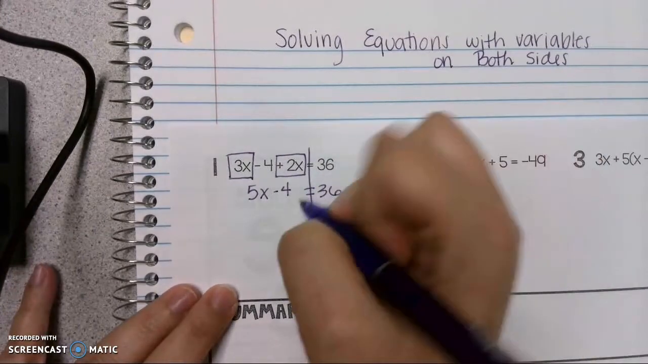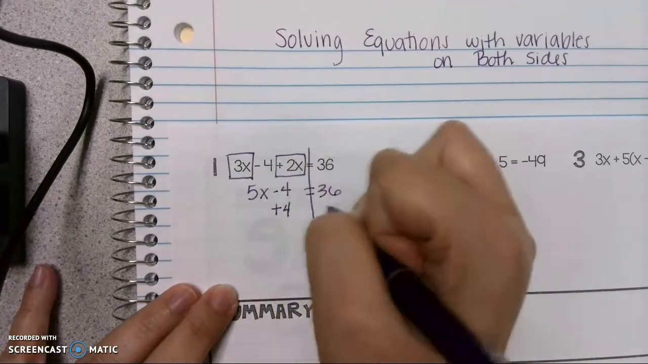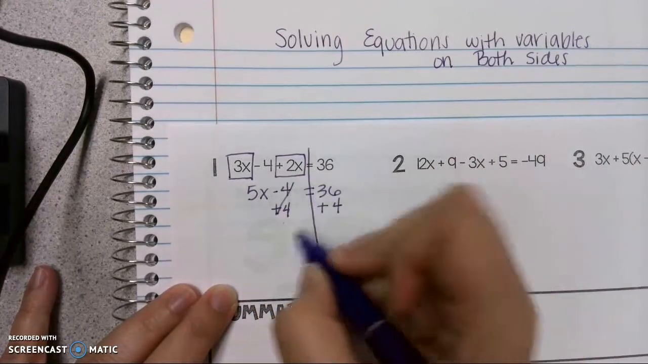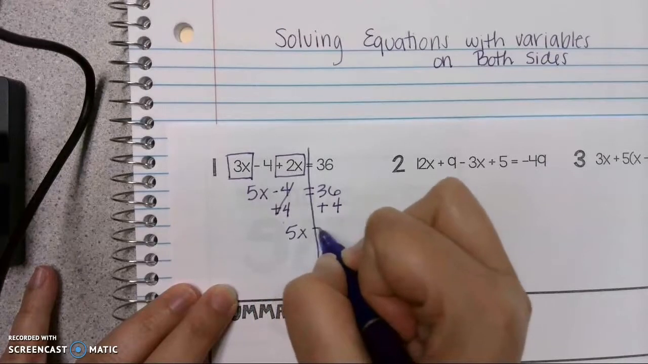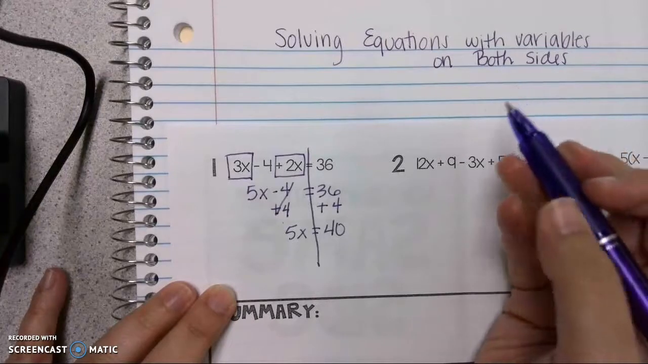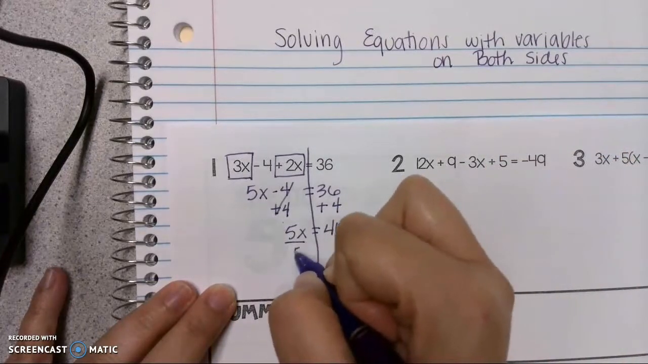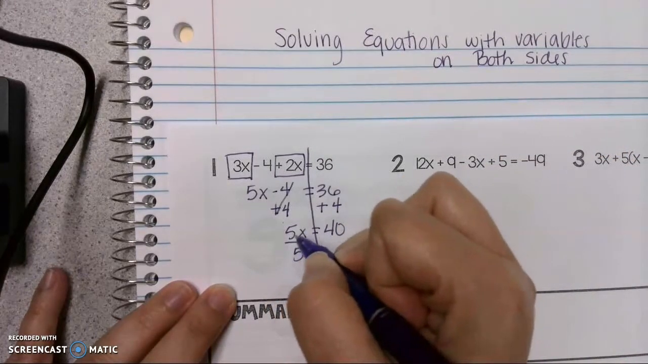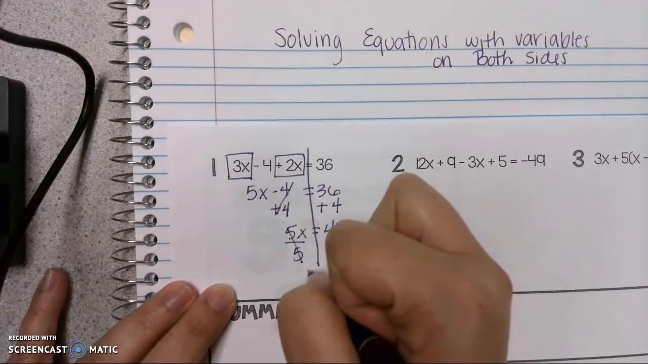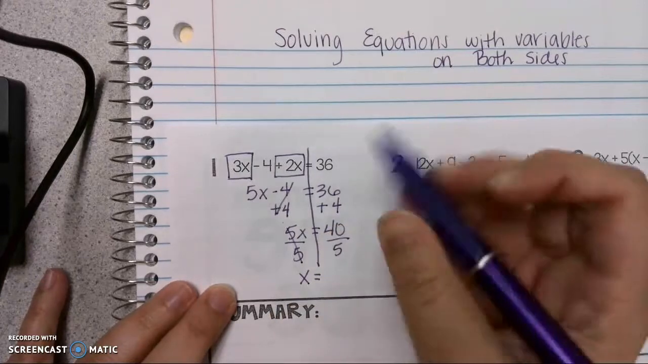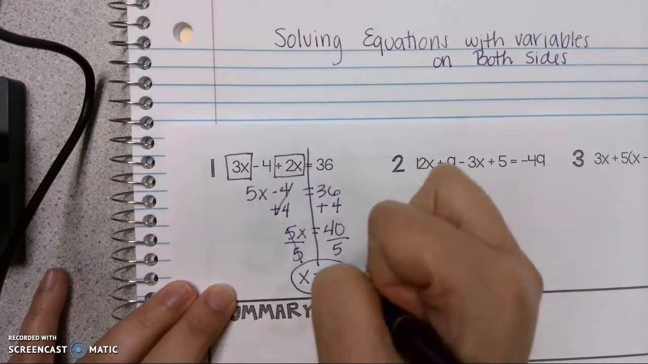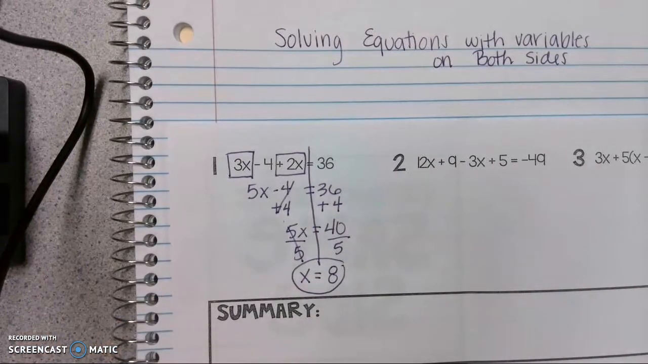I'm going to undo this minus 4 and add 4 to both sides. Negative 4 plus 4 cancels out and bring down my 5x. 36 plus 4 is 40. Then my last step is to do the opposite. Right here they're being multiplied, so I'm going to divide by 5. 5 divided by 5 is 1, so x is all alone now. 40 divided by 5 is 8. So x is equal to 8.